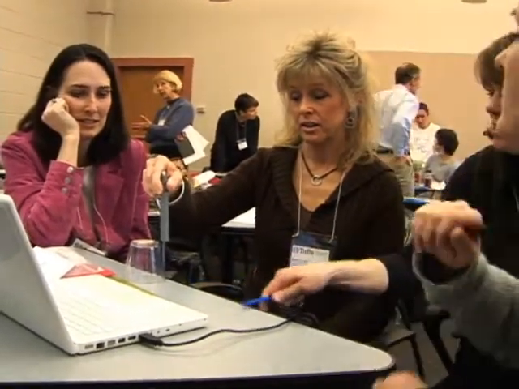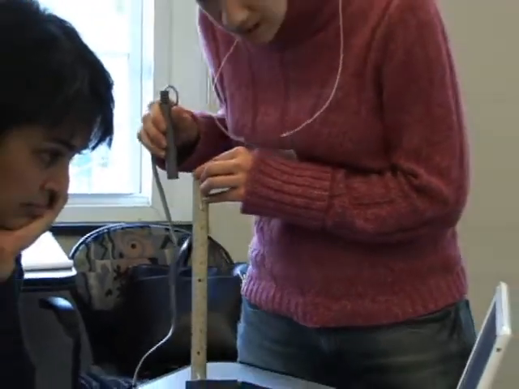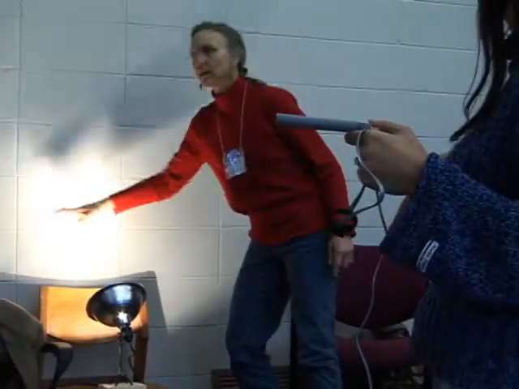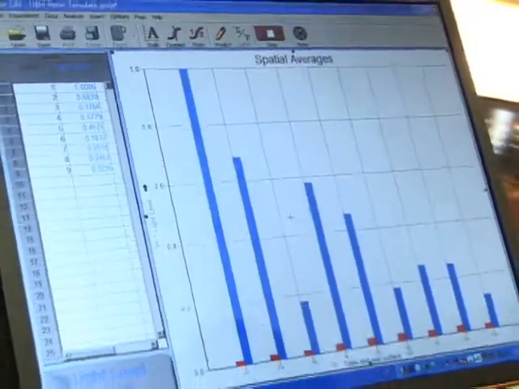The teachers are working with a new measuring device that they haven't used before. It's a light probe that measures the intensity of light falling on a surface. So partly what they're doing is learning how to use that probe. So there's a piece of this that is a measuring activity and a piece of it that's an analysis activity involving averages.